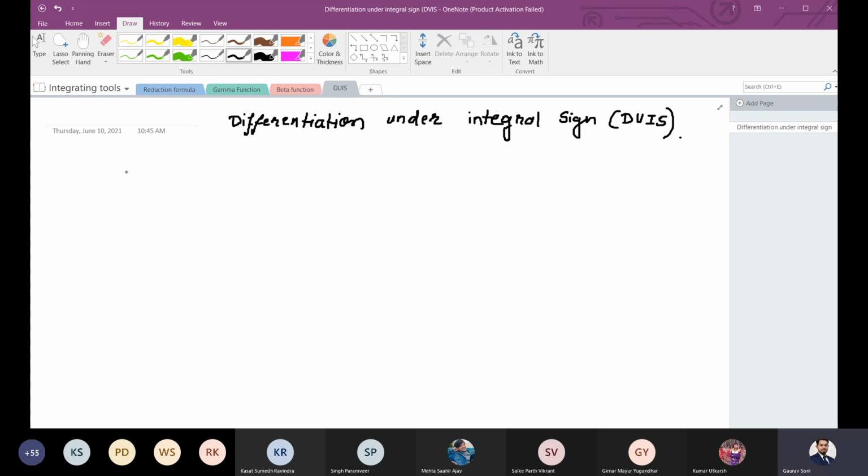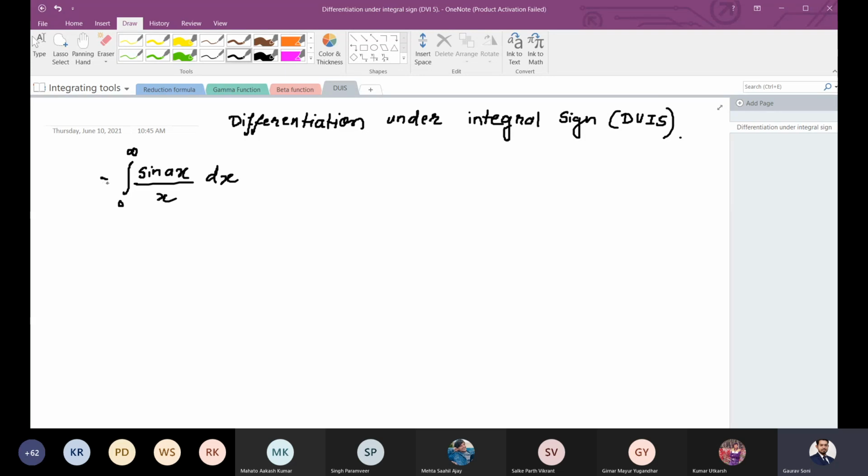Say for an example, I'll write down a simple example and we will see how this is actually used. Say for an example, we need to evaluate integral 0 to infinity sine ax upon x, so integral 0 to infinity sine of ax upon x dx. Suppose this is what I have to evaluate.